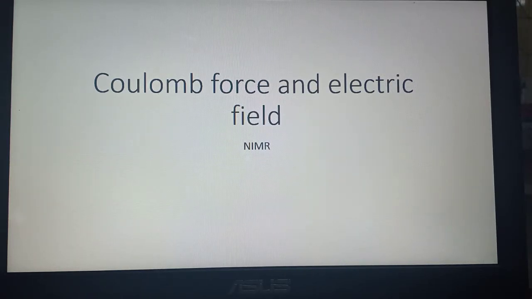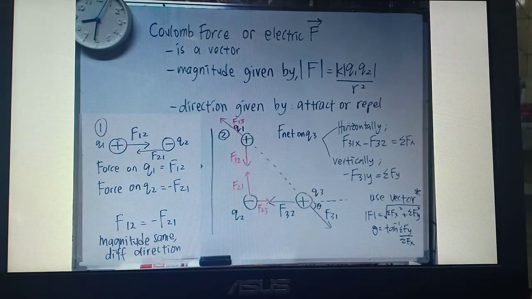Hello everyone. I'm trying my best to explain this in my own way of understanding Coulomb force and electric field from chapter 1 of Physics 2. Let's start. F is what you call the Coulomb force. The other name for it is actually electric force.